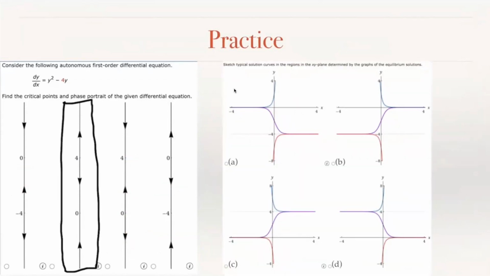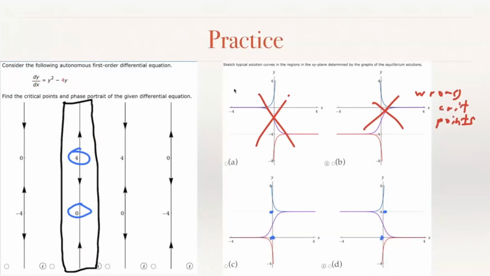And the next part of the problem is to sketch typical solution curves. So take a moment, pause the video, and identify which of these has the typical solution curves to this differential equation given the phase portrait that we found. Okay, so we know that it has those two critical points, 0 and 4. So we can actually already eliminate two of them. Those have the wrong critical points. Remember, the critical points correspond to equilibrium solutions, which correspond to asymptotes.